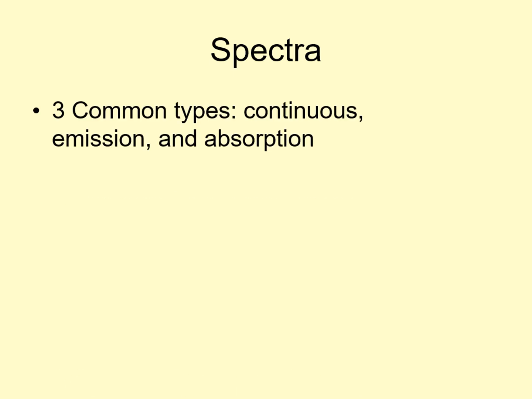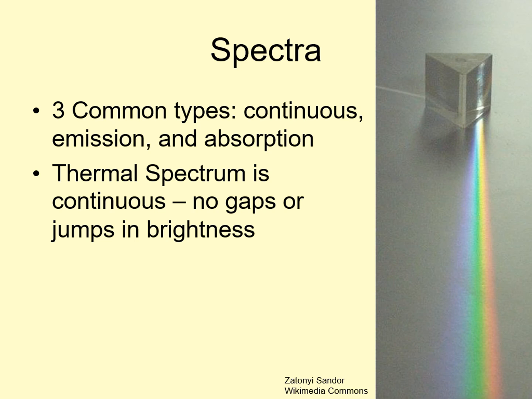Now that we've looked at thermal radiation, it's time to put that into a larger context by discussing different kinds of spectra. We usually divide spectra up into three main types: continuous, emission, and absorption. A continuous spectrum is one that goes through a series of colors with no gaps or jumps. Thermal radiation is the most common example of a continuous spectrum.